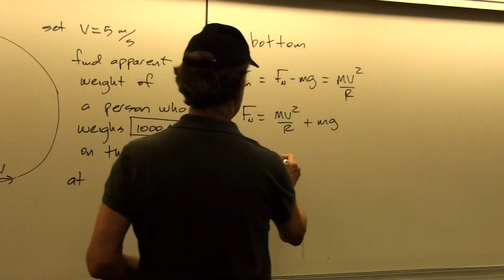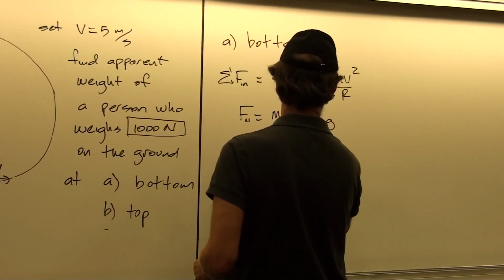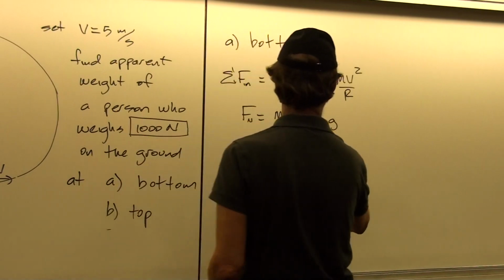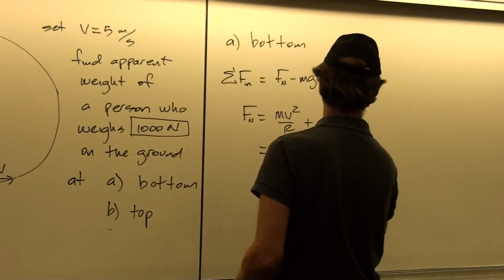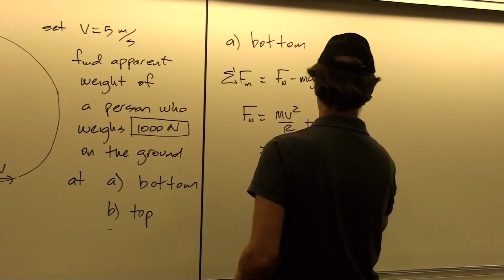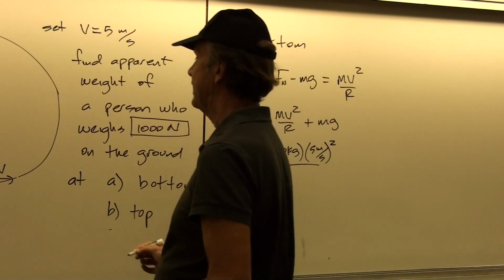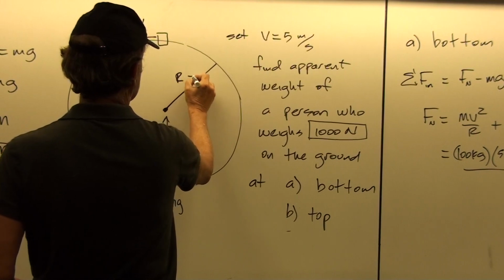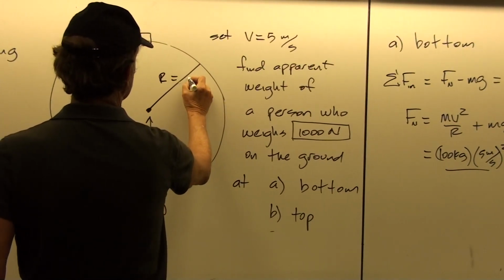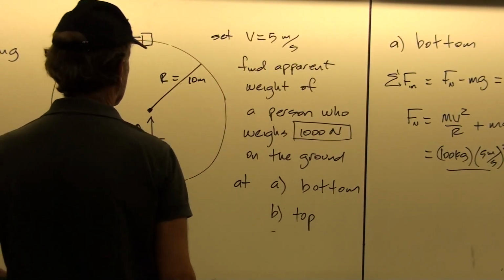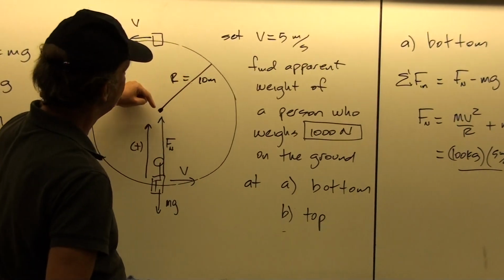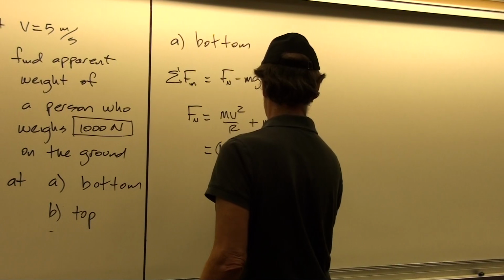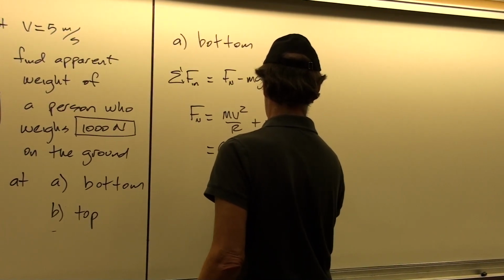Okay, and so the m then is 100 kilograms times the velocity squared, that's 5 meters per second, quantity squared, divided by, and now here we can set the radius of the Ferris wheel at 10 meters. Okay, and so that would be about 30 feet, so it's a pretty big Ferris wheel. Right, so we'll divide that then by 10 meters.